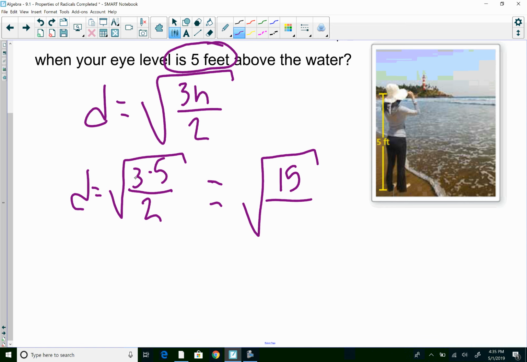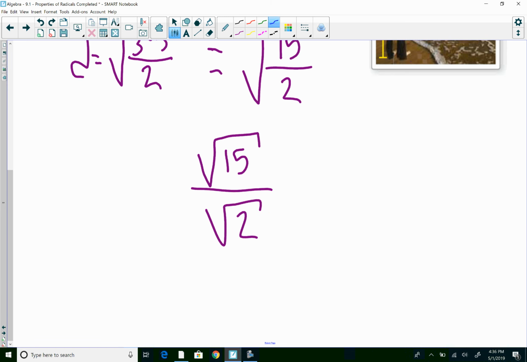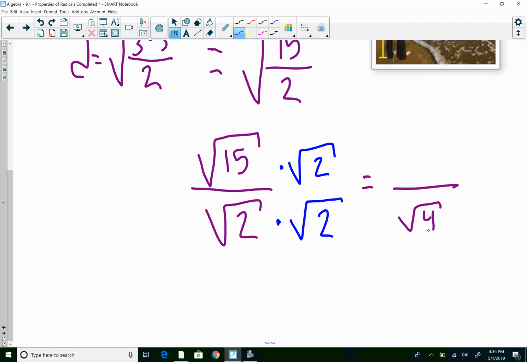So this is the square root of 15. 3 times 5 turns into 15 over 2 through the quotient property. Remember, we are able to just split this up into the square root of 15 over the square root of 2. We are going to multiply by, again, just think about this, our index is 2. So we're going to multiply by the square root of 2 in order to get these to cancel each other out. So the square root of 2 times the square root of 2 turns into the square root of 4, and then simplified down is just 2.